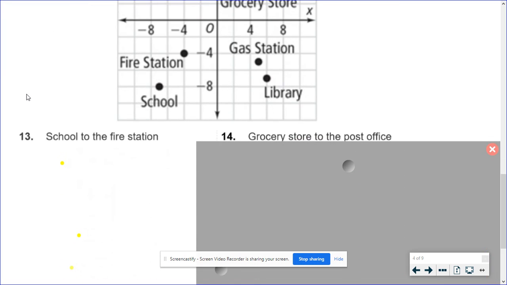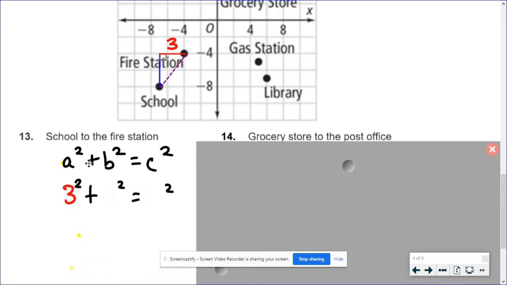Let's do 13 together. The distance from the school to the fire station. So we identify the fire station and the school on the graph. And if we're going to find this distance, it is a diagonal. So let's go ahead and make the right triangle. I'm going to draw a vertical line and a horizontal line, hopefully, to find the Pythagorean theorem of the right triangle.